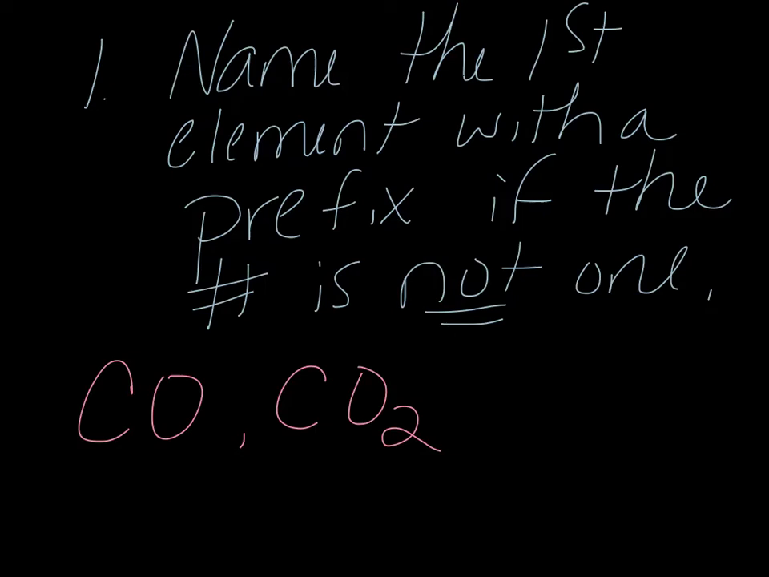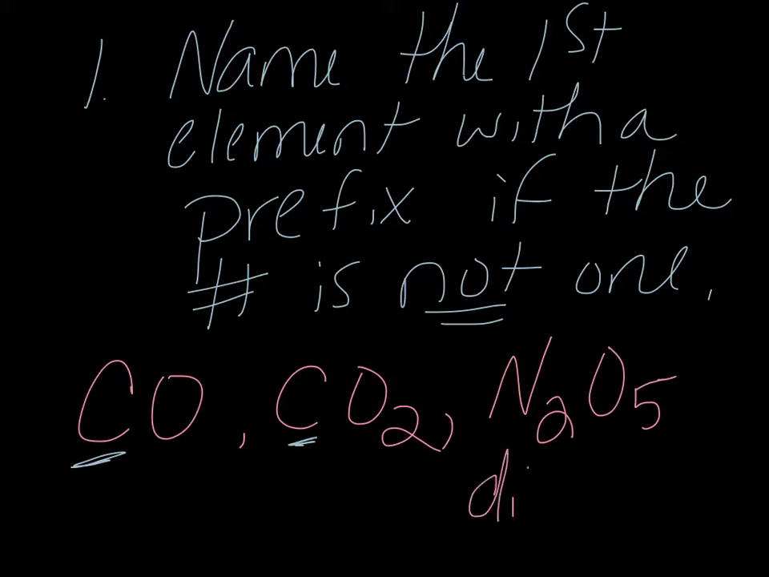So what you're going to do is name the first element with a prefix if the number is not 1. So if we go back to our carbon monoxide and carbon dioxide, you'll notice there's no prefix on those, it's just carbon. If I do an additional example of N2O5, this one will have a prefix, so its name will start with dinitrogen because there are 2 nitrogens in its formula. So you need to indicate that there are 2 in the formula. So that's a change from the way that we name ionic compounds.